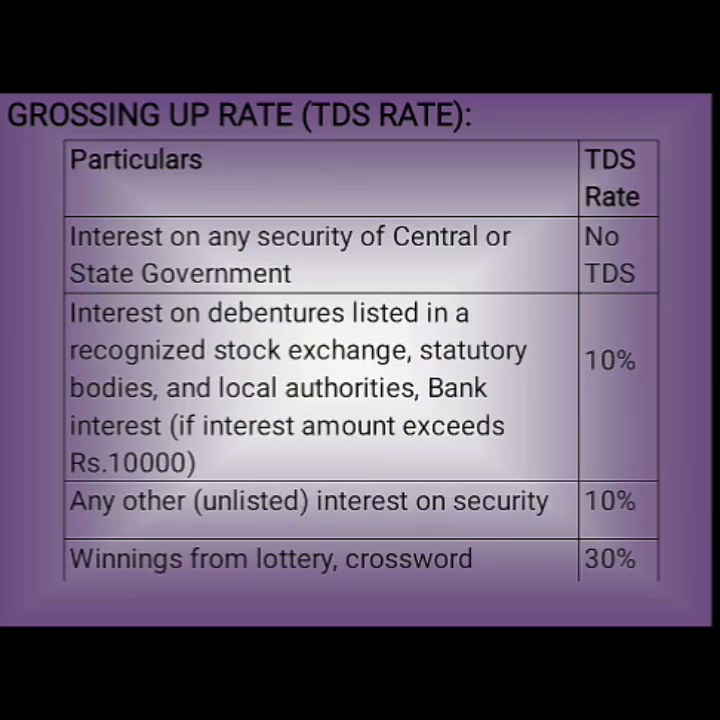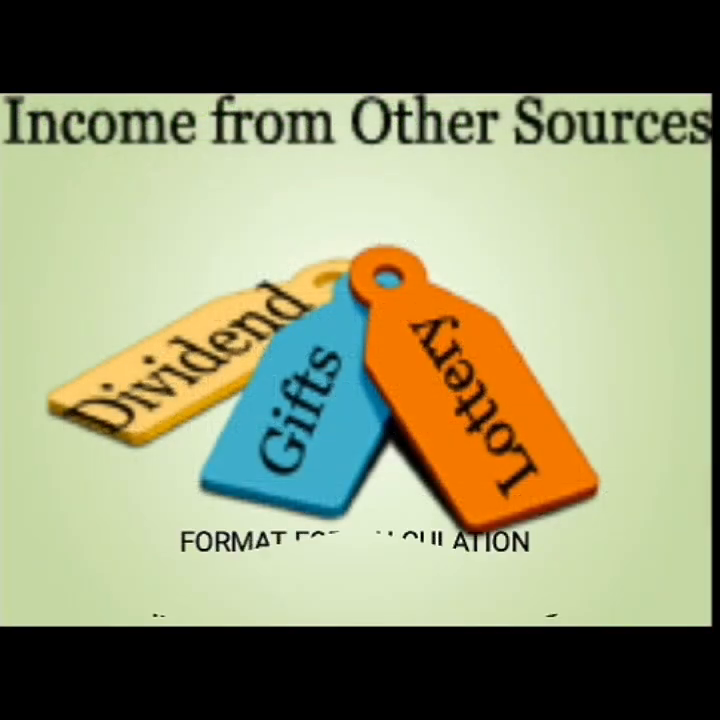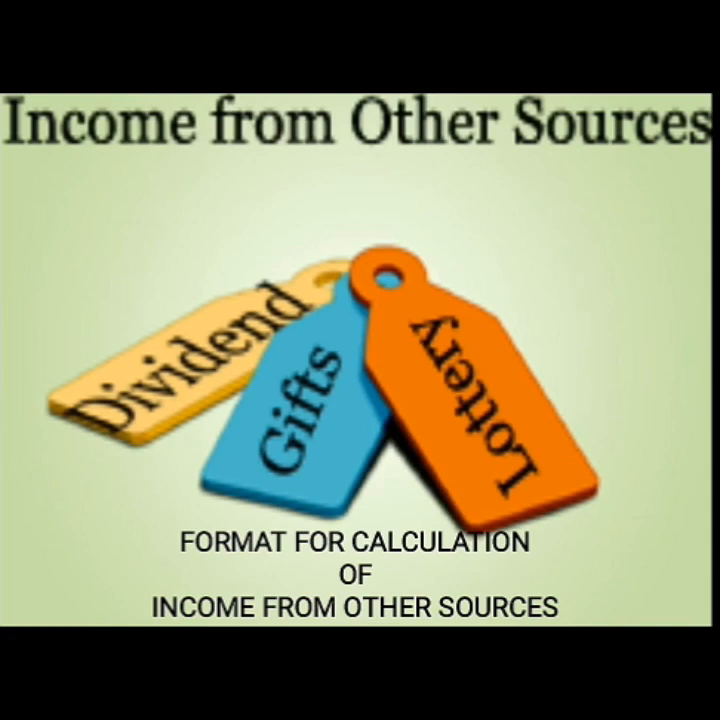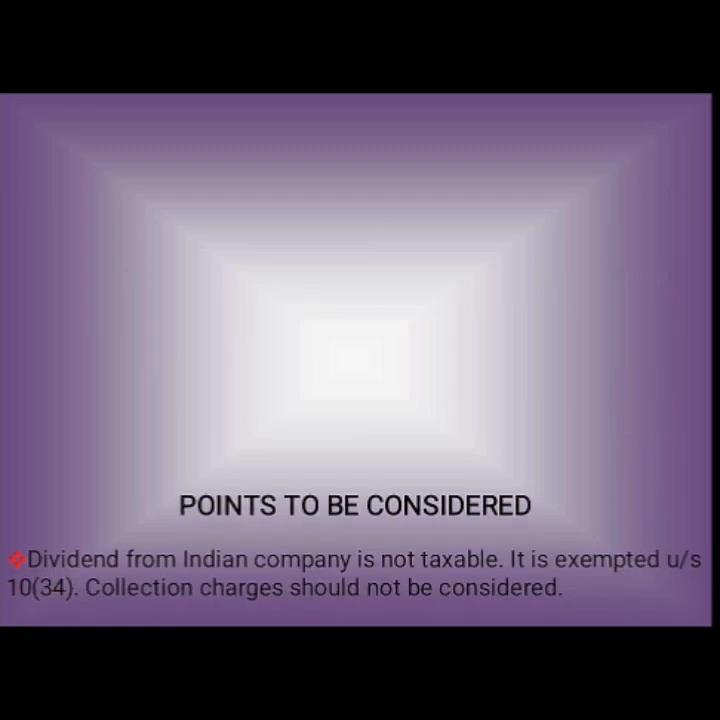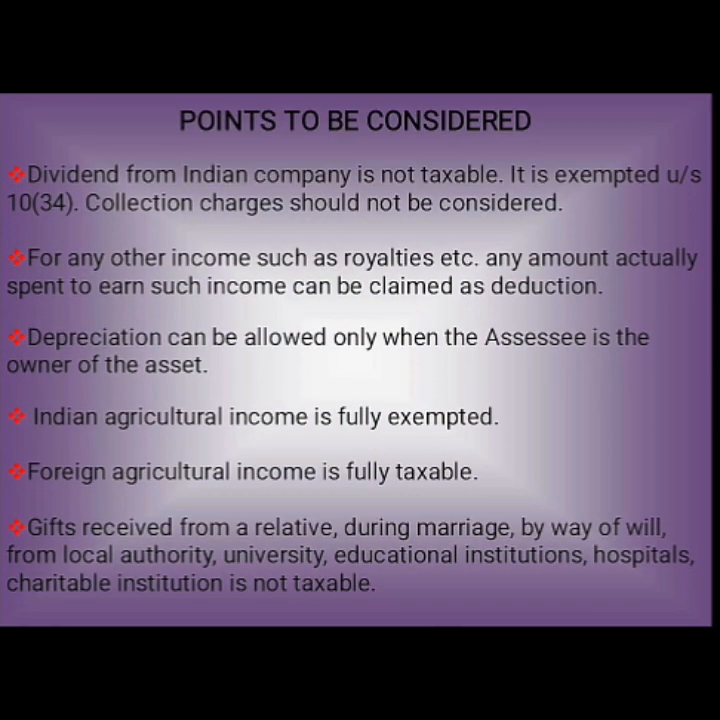TDS rate for casual income is 30% and interest on securities is 10%. Format for calculation of income from other sources. This tabular column shows the format for calculation of income from other sources. Points to be considered while calculating income from other sources.